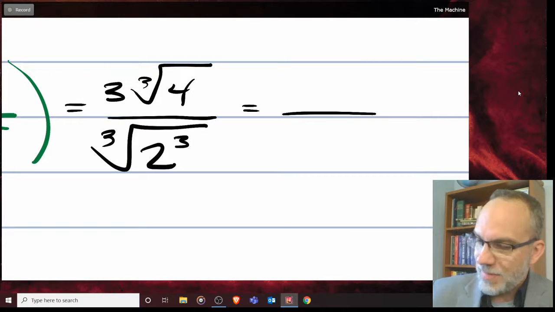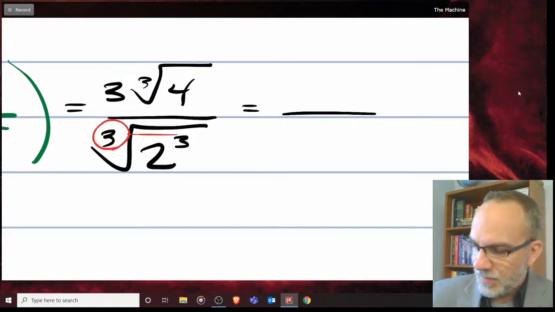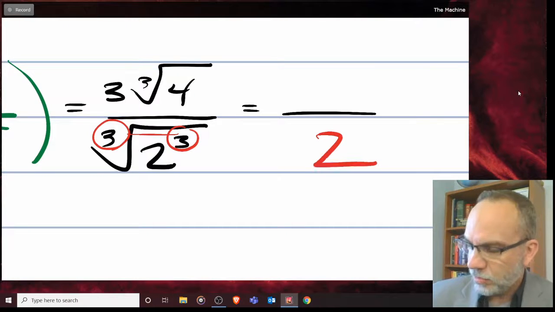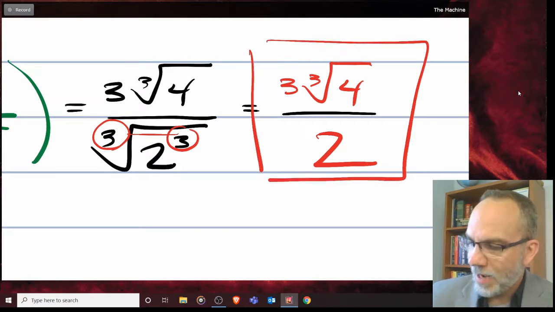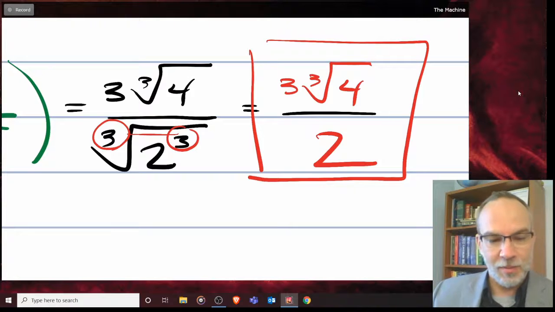That's really not all that relevant. Do the indexes match the exponent? This matches that? Good. 2. And then the top just stays 3 times the cube root of 4. There we go. I have now rationalized that denominator. Whew. So you've got to get the same number of bases under the radical sign that you have as the index so that they will cancel themselves out.